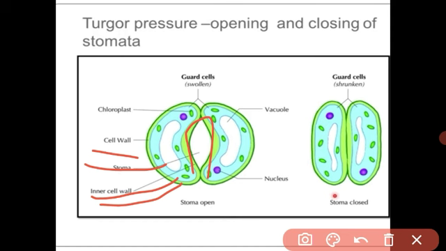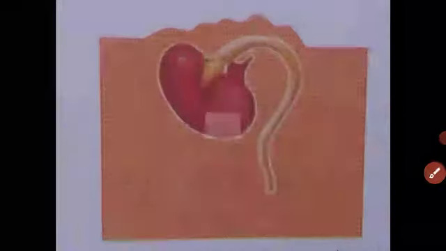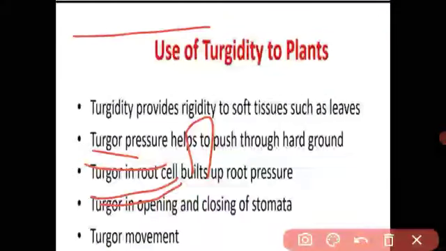And in the night time, photosynthesis is not going on, the guard cells lose water and shrink, and the stomata will be closed. Means the turgor pressure also helps in the closing and opening of the stomata. The last point is the turgor movement.